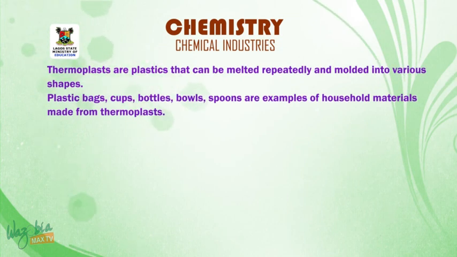Thermoplasts are plastics that can be melted repeatedly and molded into various shapes. Plastic bags, cups, bottles, bowls, spoons are examples of household materials made from thermoplasts.